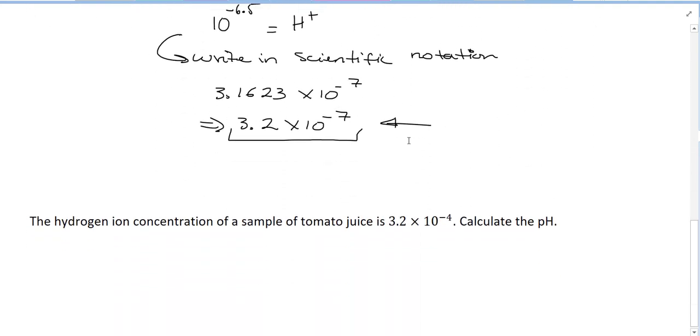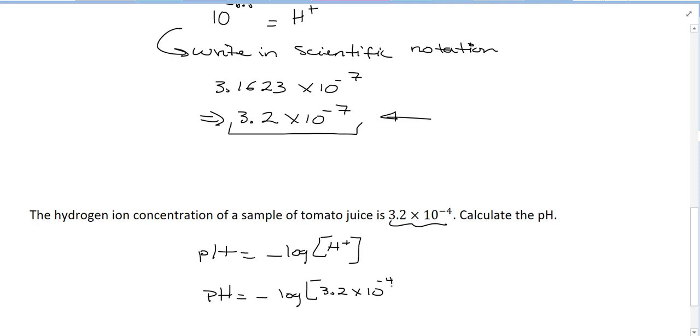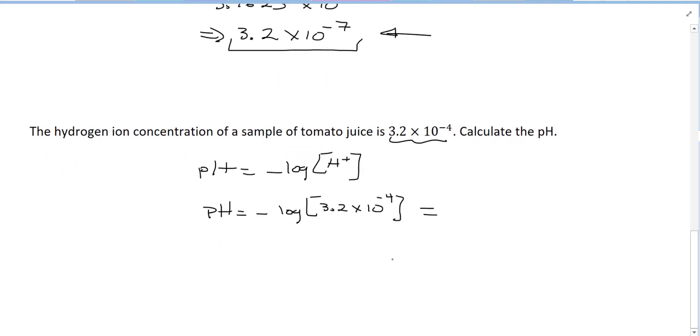So we're going to take our formula and plug it in there. Our formula is that the pH is equal to negative log of the hydrogen ion concentration. So in our case, we want to find the pH. So pH equals negative log of the concentration. So it will be of 3.2 times 10 to the -4. And you will put that into your calculator and see what it equals. So let me bring in my calculator again.